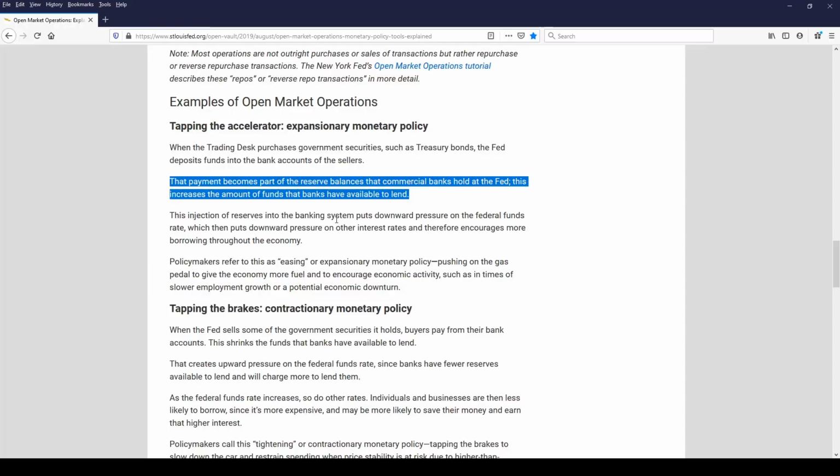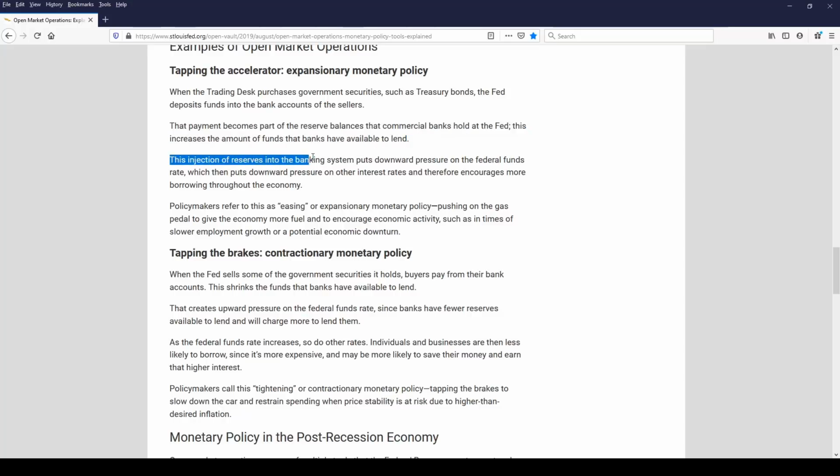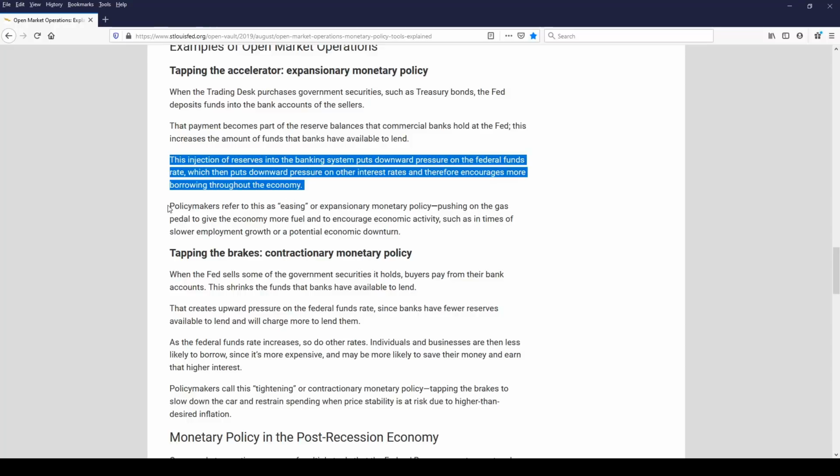This is very important to understand. All the Fed is doing is creating bank reserves. They're not printing money. This injection of reserves into the banking system puts downward pressure on the federal funds rate, which then puts downward pressure on other interest rates and therefore encourages more borrowing throughout the economy.